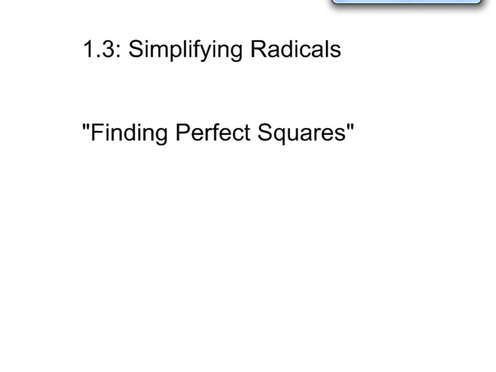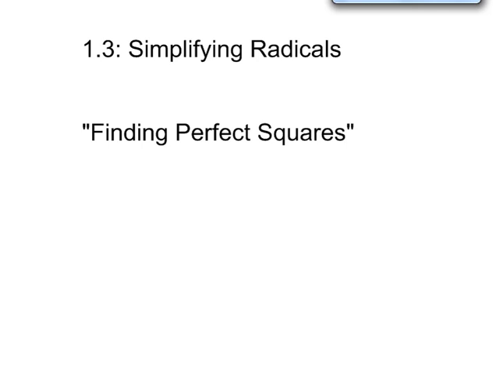Section 1.3 is simplifying radicals. Another way of saying that is finding the perfect squares. When you're finding the perfect squares, you're looking underneath a radical, a square root symbol, or a cubic symbol, for those perfect squares, numbers that are multiplied times themselves. Today we're going to look at just the perfect squares, but this can be done with cubics, and we'll be doing those later in the year.